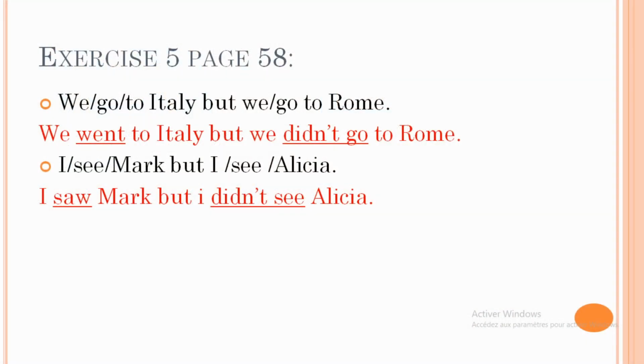I already made a few of these. So we have we went to Italy, but we didn't go to Rome. Just as we said before, we have the verb to go in the simple past. That means that we went to Italy, but we didn't go. As we said, the second part of the sentence is negative, so we use didn't plus the verb to go in the base form, which stays go. So we didn't go to Rome.